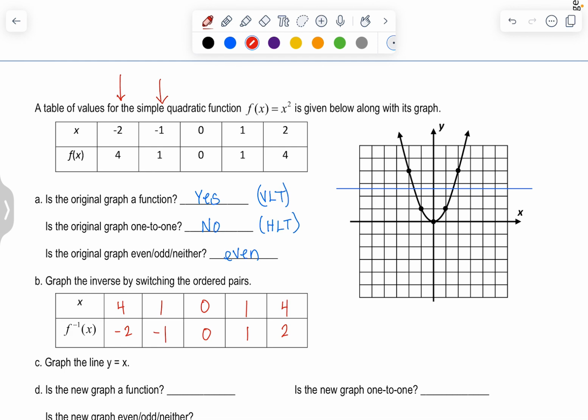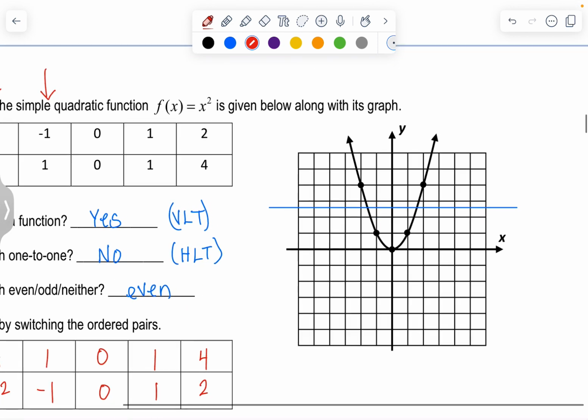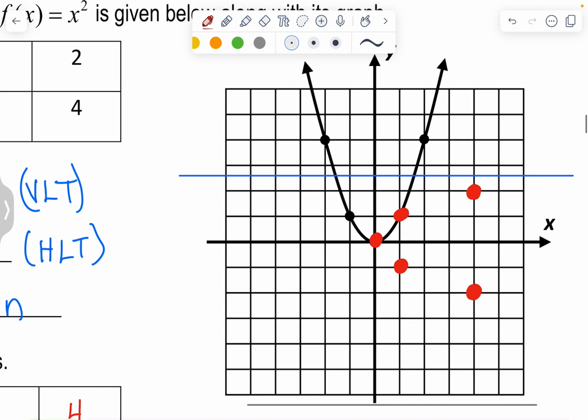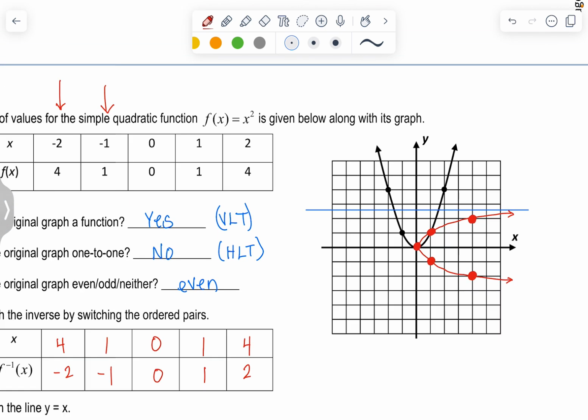It says graph this. So I'm going to plot these points. So 4, -2. So right 4, 1, 2, 3, 4, down 2. 1, -1. 0, 0, 1, 1, and 2, 4. Now, hopefully you realize this is a sideways looking parabola. So this is not a straight line here, but it is a curve in there. And then it's going to continue out. So it's going to look something like that.